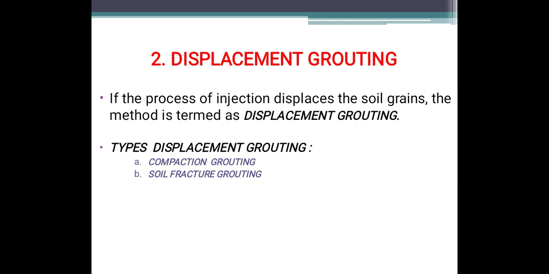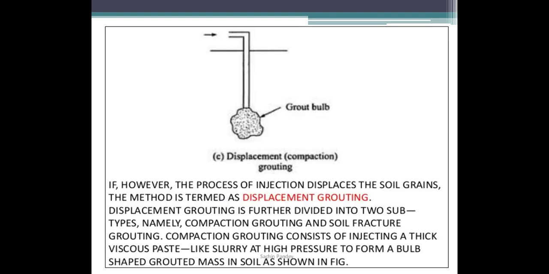Second one, we have displacement grouting. If the process of injection displaces the soil grains, there is some disturbance to the soil particles, there is displacement of the soil grains. We have two types here, compaction grouting and soil fracture grouting. If you see the figure here, this is the displacement compaction grouting technique. The process of injection displaces the soil grain, and the method is termed displacement grouting. The types are namely compaction grouting and soil fracture grouting.